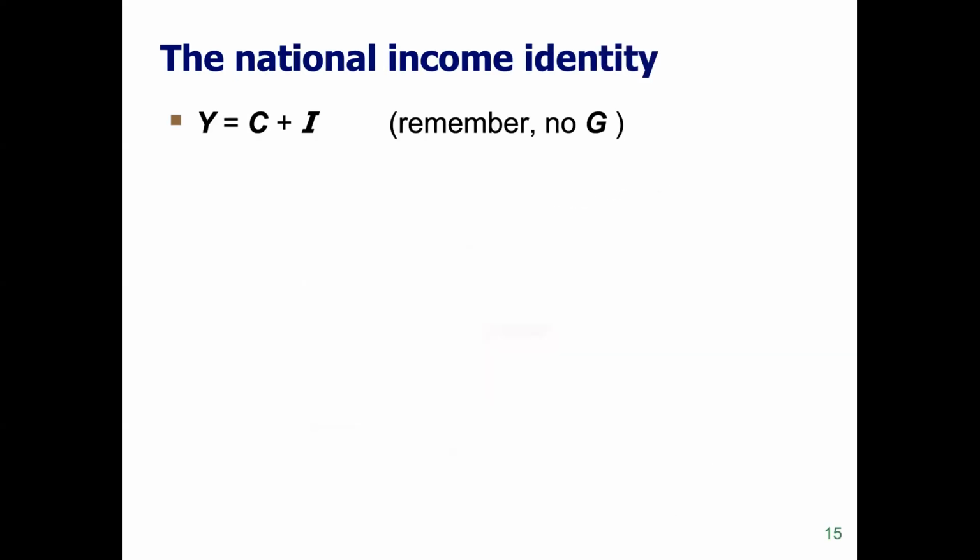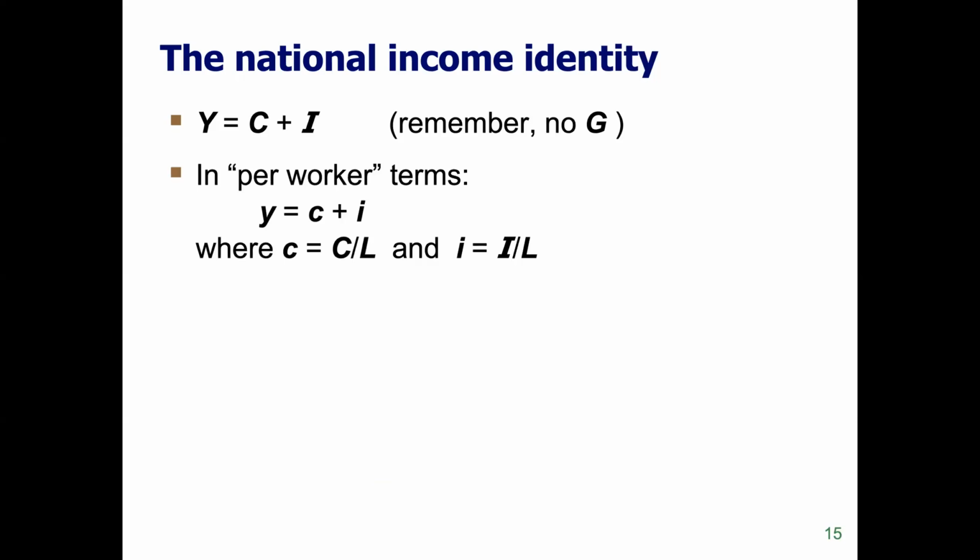Okay, now remember, we've left government purchases in the background, so we can say GDP is consumption plus investment. Note we're also dealing with a closed economy. We'll come back to the open economy after we do chapters 8 and 9. In per worker terms, just by dividing everything in both sides of the equation by capital L, I find that output per worker is equal to consumption per worker plus investment per worker.